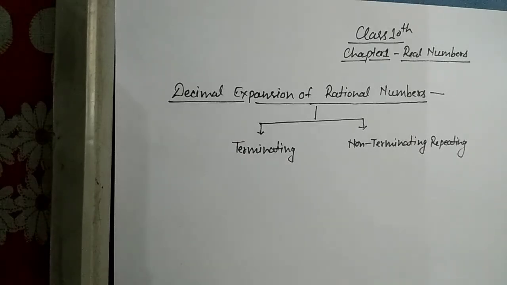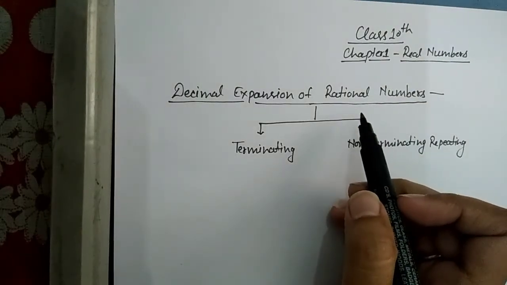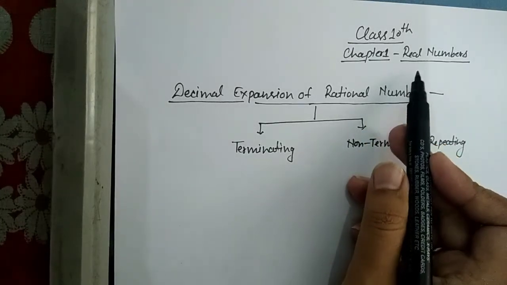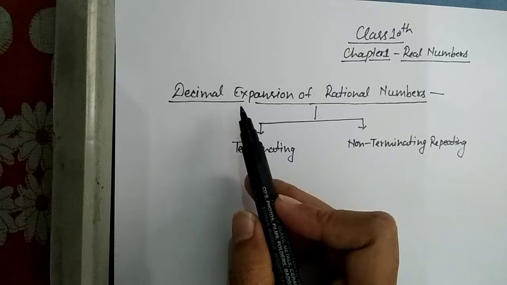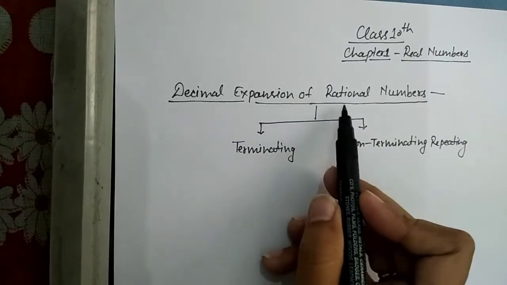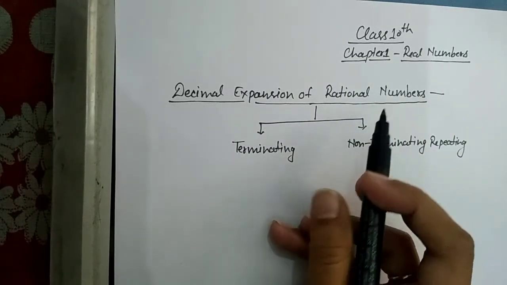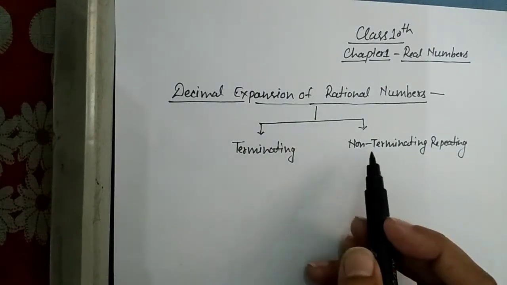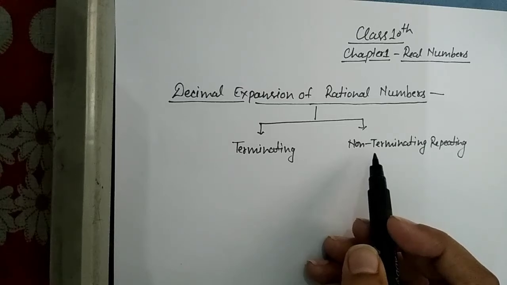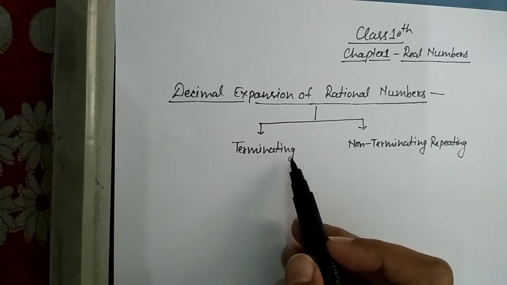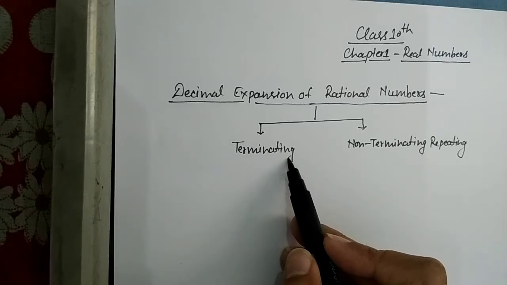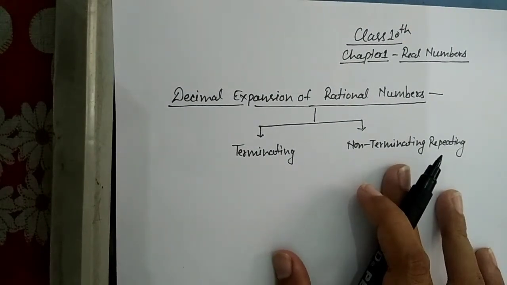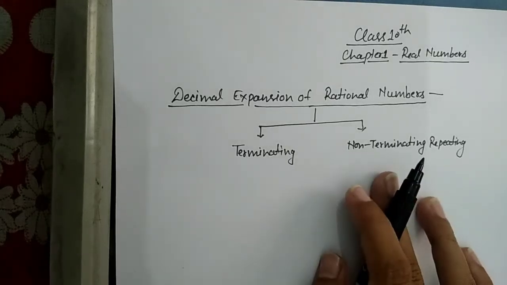Hello students, our today's topic is the last topic of this chapter, first chapter, real numbers. Our today's topic is decimal expansion of rational numbers. How can we explain this? We have two types of decimal expansion of rational numbers. As you can see, the first type is terminating and the second type is non-terminating repeating. Now I am going to explain these two things.